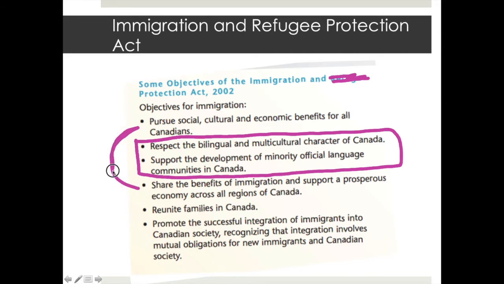I think these two are very similar. Reunite families in Canada. We talked about that in our third reason for why immigrants come. And then the last one, pretty wordy, promote the successful integration of immigrants into Canadian society, blah blah blah, basically just saying that the objective of this act is to make sure that it's a smooth transition for people coming into Canada and it's not a super terrifying and difficult time for them.